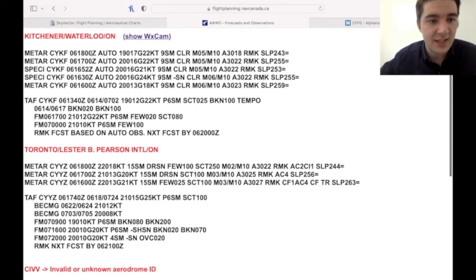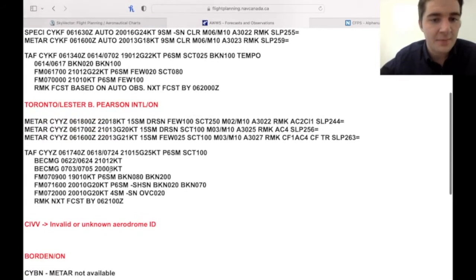And then moving on, it looks like it's improving throughout the day. Currently, it's 18 Zulu, so we're within this time period. And they're showing 17 gusting 22, so the winds are accurate, and they're saying it's clear. Temperature's minus 5, dew point minus 10, and your altimeter setting. Looks like the pressure's dropping with the altimeter setting, and that makes sense as that low pressure is coming in from the west.